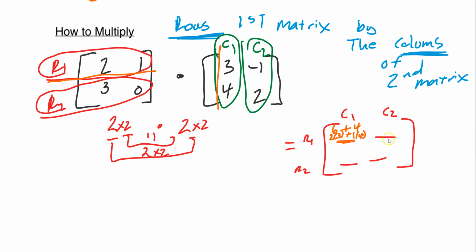Let's say I want this one right here. That's row 1, column 2. So we're going to multiply row 1 again by column 2. So multiply the first two: 2 times negative 1 is negative 2. Plus multiply the other two: 1 times 2 is 2.